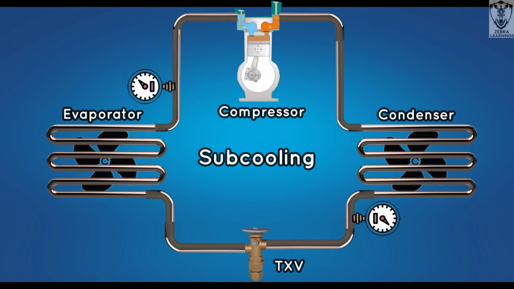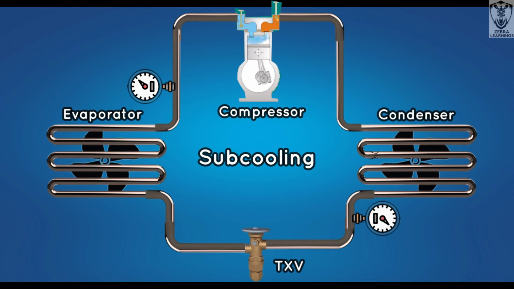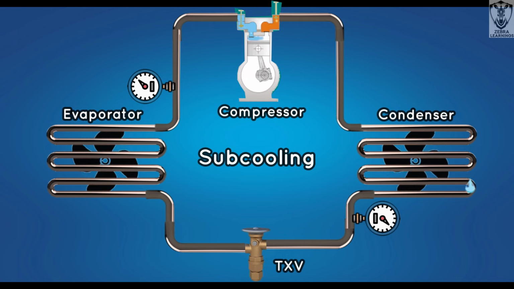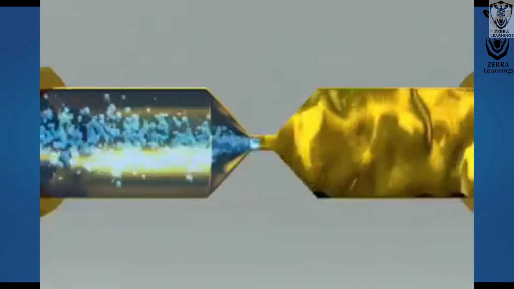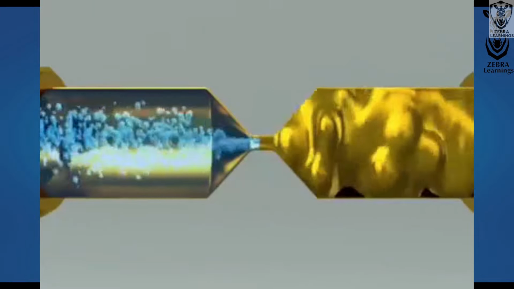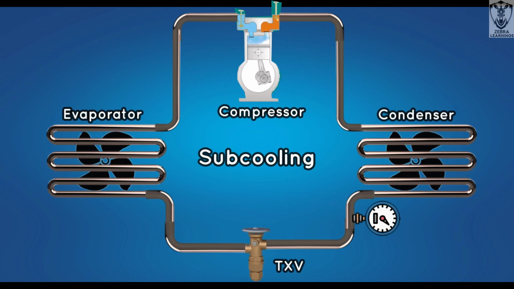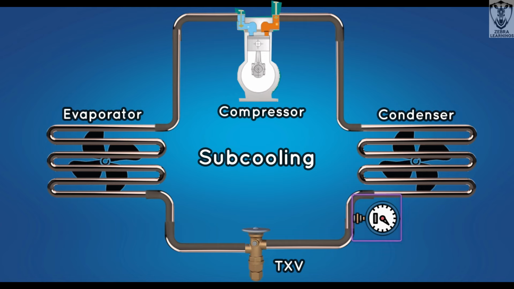Now let's know about subcooling. Subcooling takes place in the condenser. Refrigerant that comes in vapor form from the compressor condenses in the condenser and changes from vapor state to liquid state. Then it goes to the expansion valve. Refrigerant should go only in liquid state to the expansion valve. Only then can we get well-cooled air from the evaporator. When the refrigerant is subcooled beyond its condensation point in the condenser, it liquefies completely. By measuring the temperature of the refrigerant at the outlet of the condenser and subtracting it from the condensation point of the refrigerant, we can get the value of subcooling.